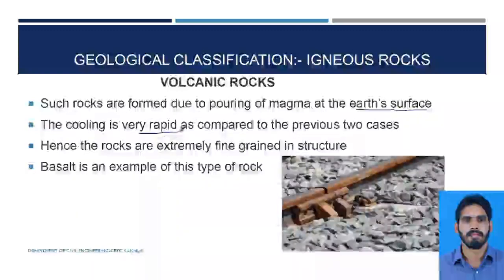What happens if the cooling becomes faster or more swift? What happens to the structure? It becomes finer; an extremely fine-grained structure is obtained. Basalt is an example of this type of rock. These are all the things that you have to study. Basalt is used in railway tracks, for the ballast.